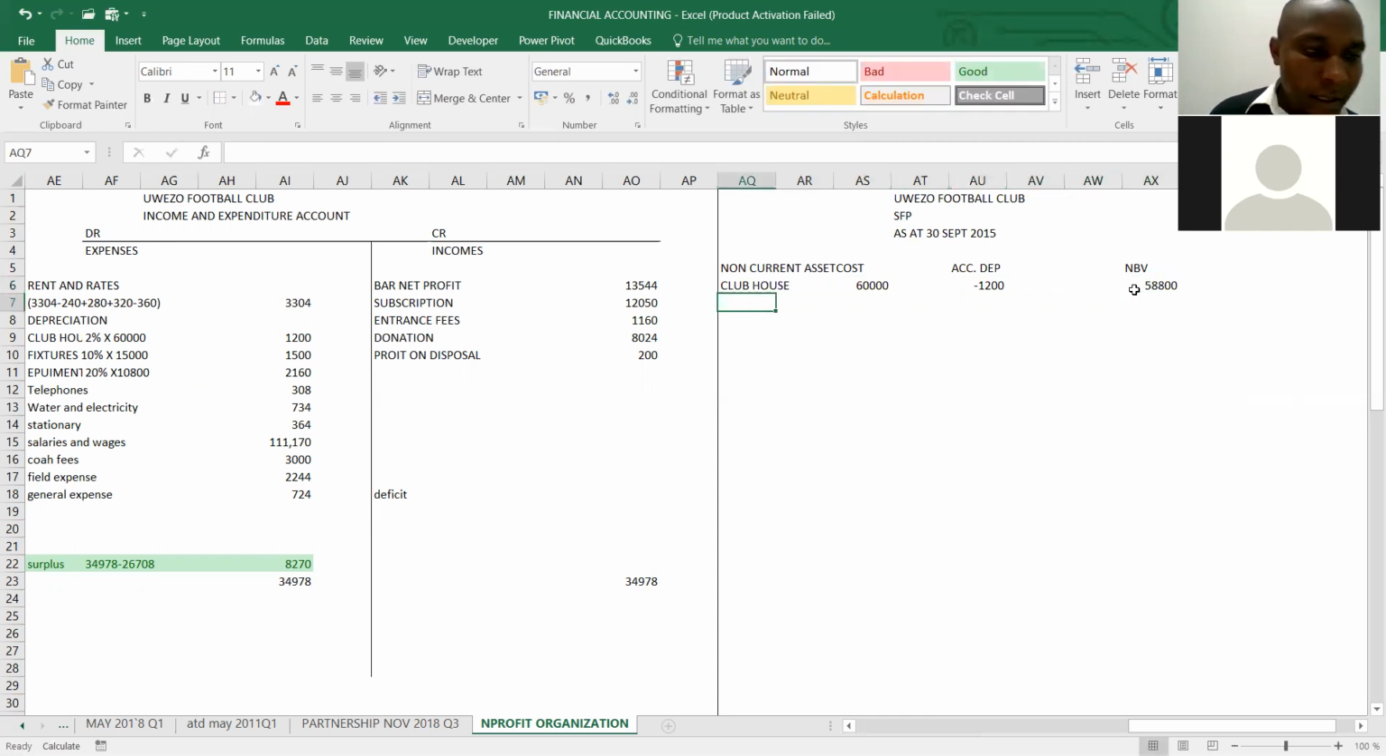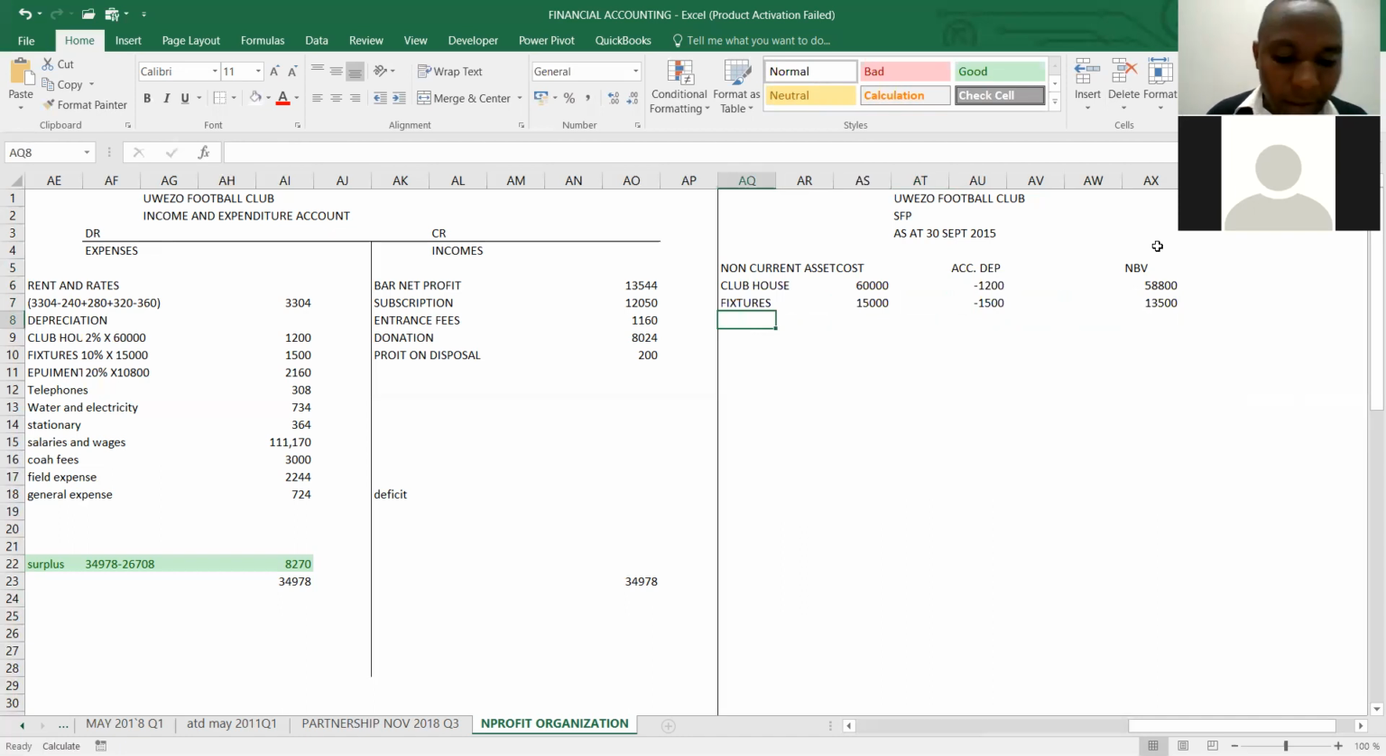And then what else? We have fixtures. Fixtures has a cost of how much? 15,000, and it has depreciation of 1,500. That one we have computed. So it will be 15,000 minus 1,500 to give us 13,500. What else do we have?